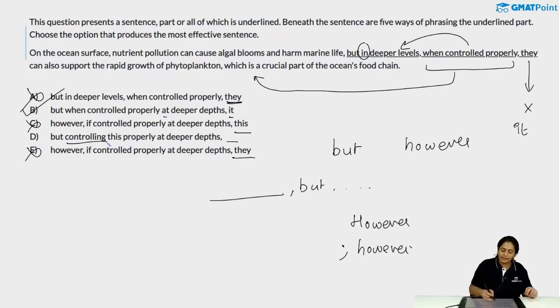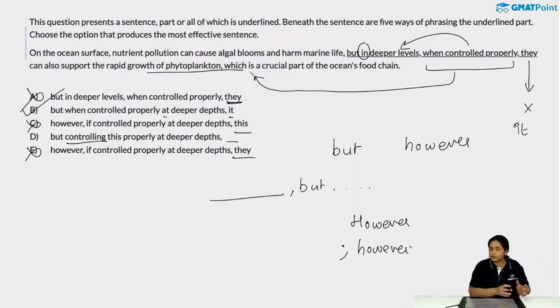See, the rest of the sentence is in simple present tense. You are basically saying that if it can cause algal blooms, it can also help further rapid growth of phytoplankton. Because this is an ongoing process, which happens all the time, the simple present tense is used. But for the later part of the sentence, we are essentially saying for this to occur, the rapid growth of phytoplankton, there should be proper control of it at deeper depths.